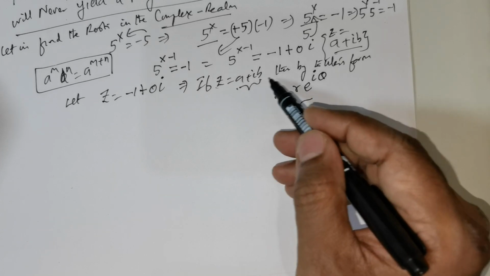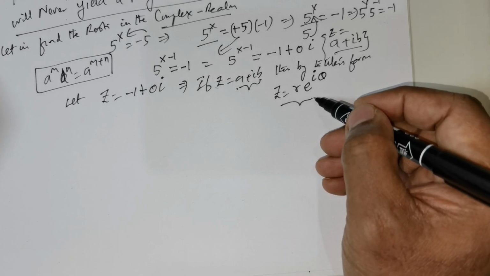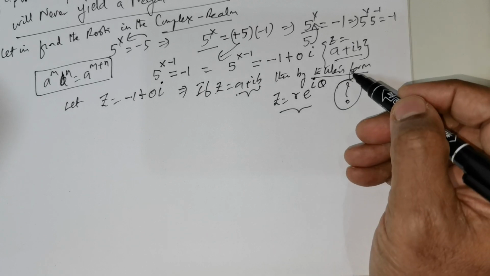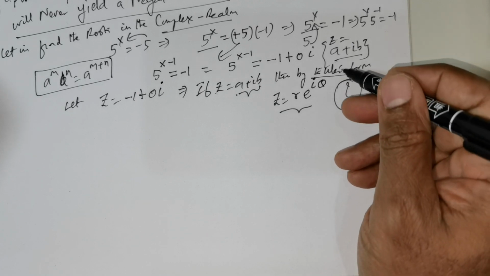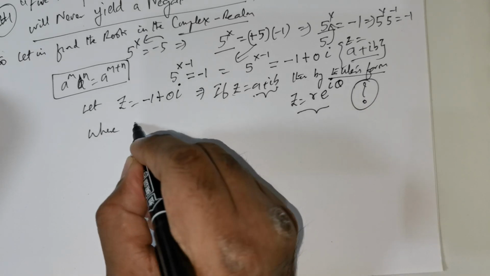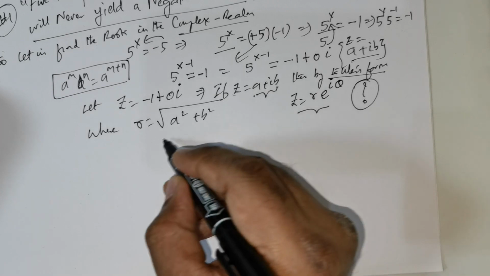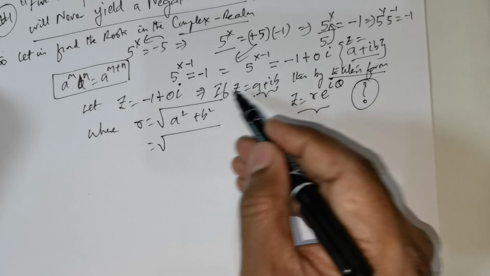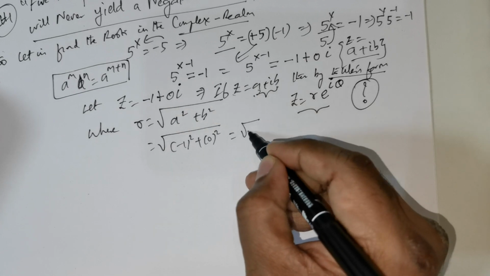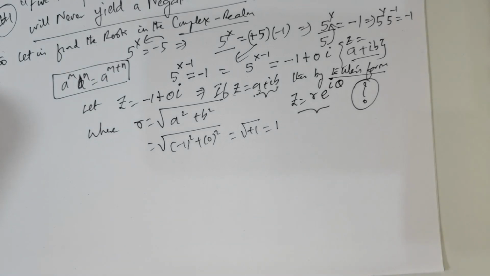Now you may be wondering, what is this? We have z as a plus ib, and now this man is saying z is equal to r times e raised to the power of i theta. How is that possible? Well, that is the exact form that Euler, the great Euler, gave us, where r is equal to the square root of a squared plus b squared. If we substitute the value of a, which is negative 1 squared, b is 0, so it is root of positive 1, which is equal to 1. That's the value of r.